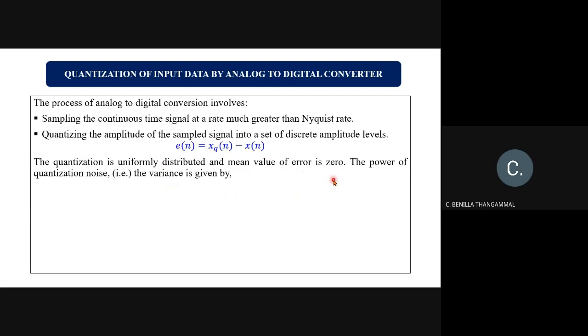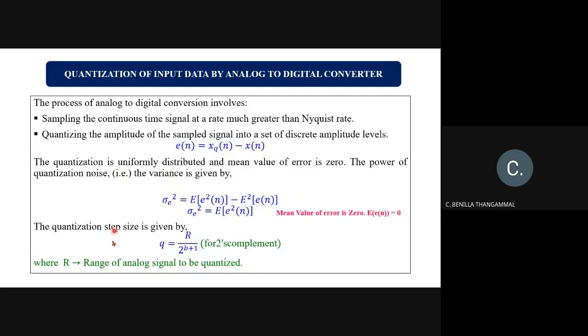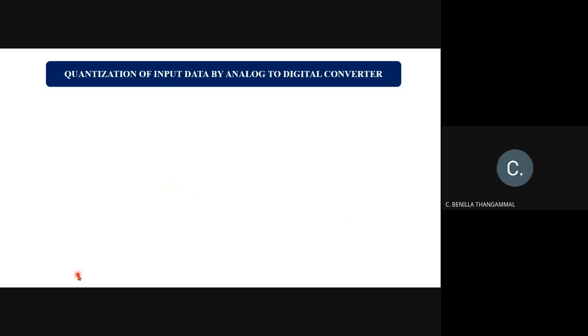The power of the quantization noise is given by the expectation of the square of the error signal minus the square of the expected error signal. Here the mean value of the error signal will be 0. So the variance of the error signal will be the expectation of the square of the error signal. The quantization step size is given by q equals R divided by 2 power b. Here R is nothing but the range of the analog signal which is to be quantized. If the range of the signal is not given in the problem statement, the default range will be 2.